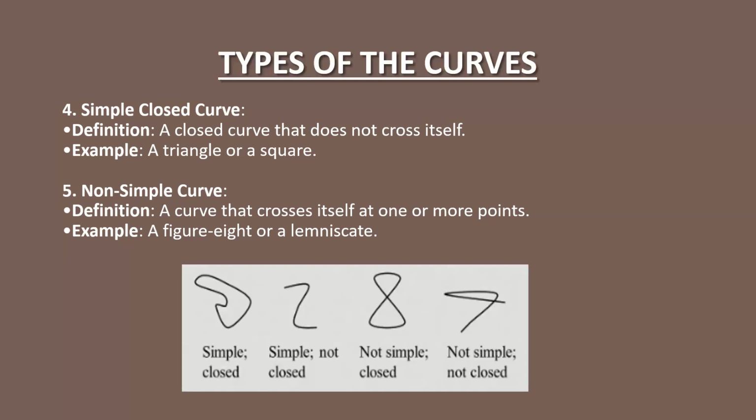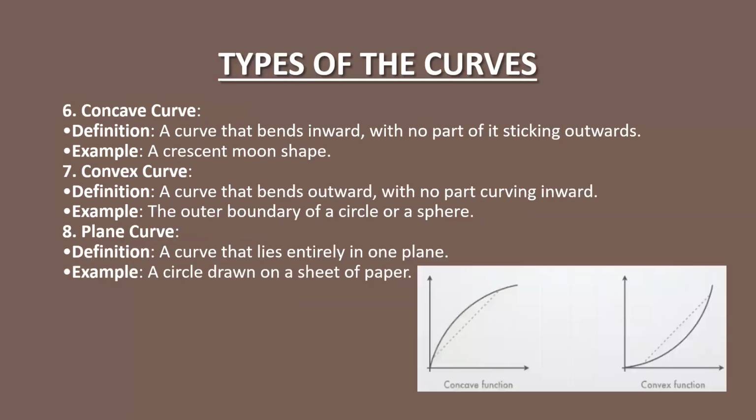Then comes the non-simple curve: a curve that crosses itself at one or more points. So here a non-simple curve means a figure which is crossing itself. Below you can see the diagram.